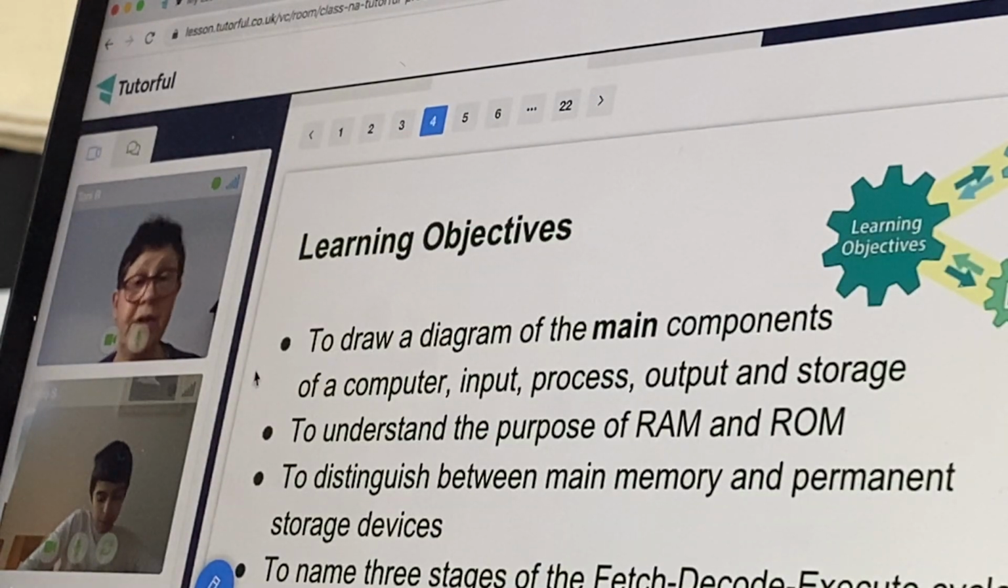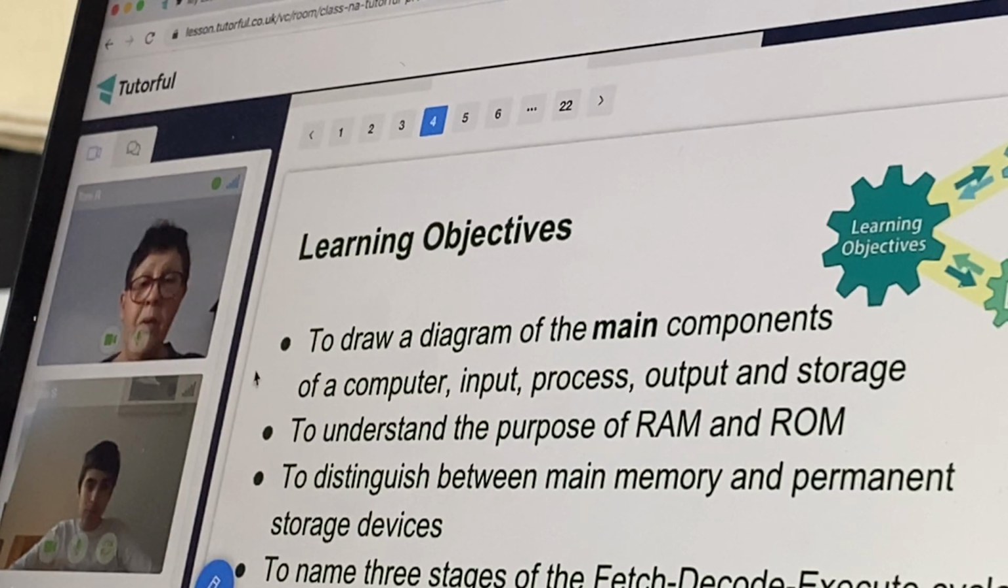So the CPU is really important. Now, we've talked about RAM, which was random access memory, and that's the temporary data that you are currently working on, and it's volatile, which means it would get lost if the computer crashed. We're also going to talk about ROM.